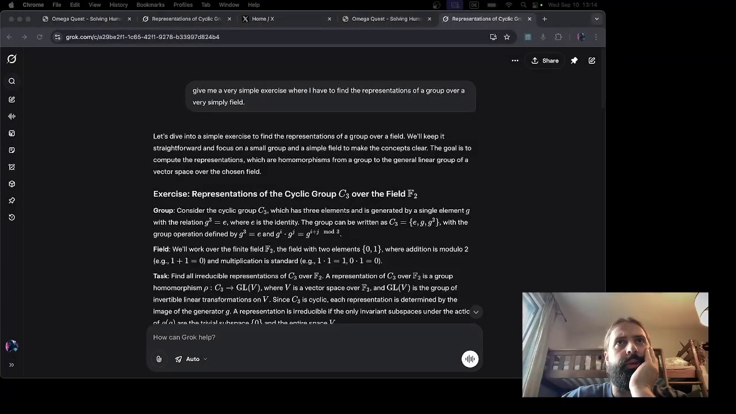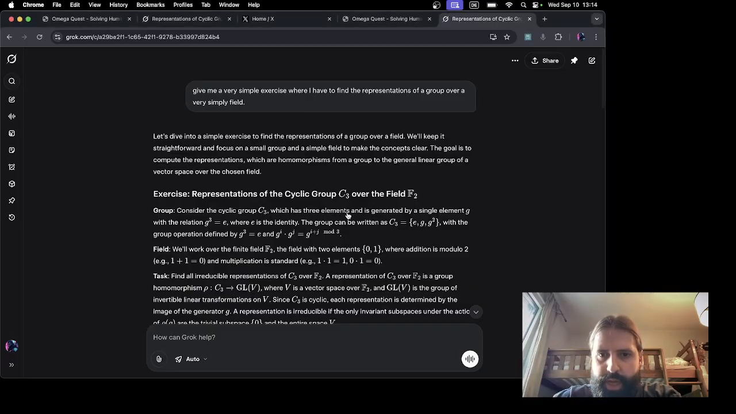All right, so we're moving forward with this exercise today, which is an exercise to try to understand how to find the representations of the cyclic group C3 over the field F2. So we are looking at the group C3, which has 3 elements and is generated by one element G, and the only condition is that G cubed equals E.